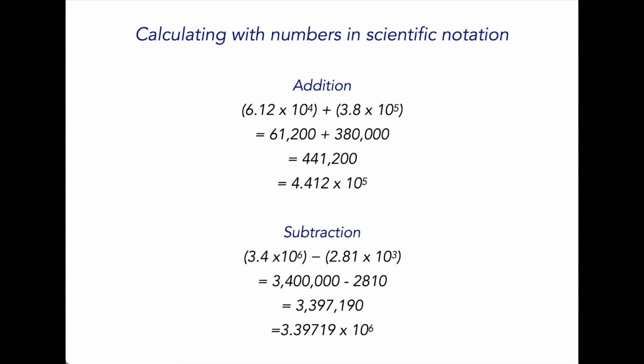3,397,190. And if you move the decimal point to the left, as we saw before, you will get the answer in scientific notation, 3.39719 times 10 to the power of 6.